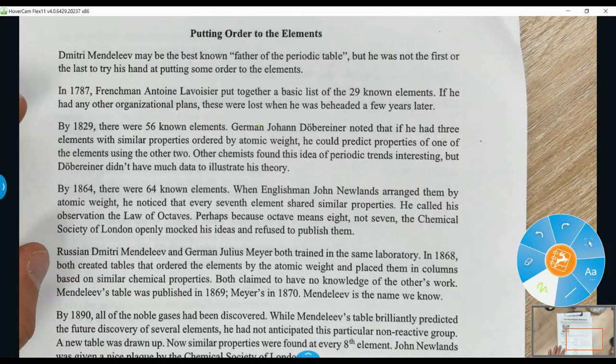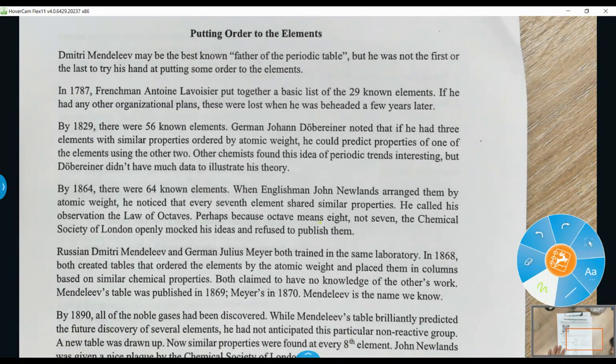In 1829, there were 56 known elements. Döbereiner noted that if he had 3 elements with similar properties ordered by atomic weight, he could predict properties of one of the elements using the other 2. Other chemists found this idea of periodic trends interesting, but it didn't have much data to fully illustrate his theory. In 1864, there were 64 known elements. When Englishman John Newlands arranged them by atomic weight, he noticed that every 7th element shared similar properties. He called his observation the law of octaves.